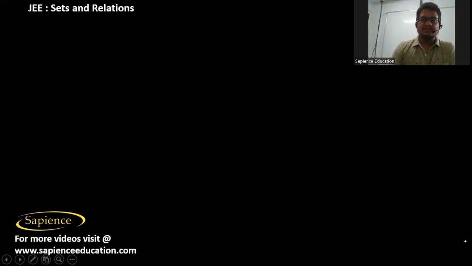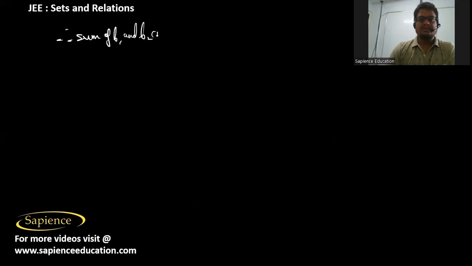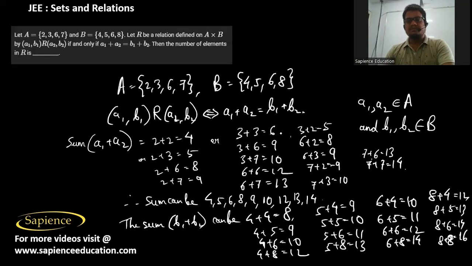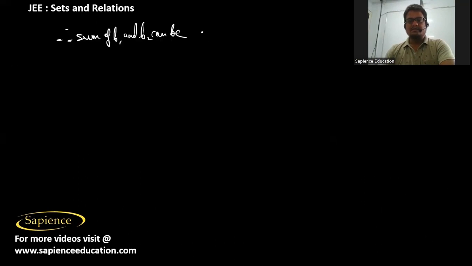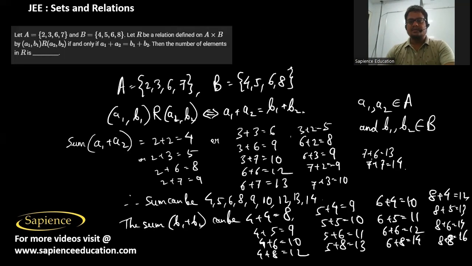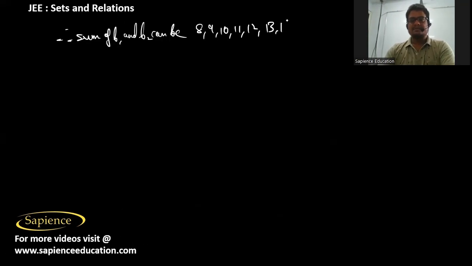So therefore these can be the sums. The sum of b1 and b2 can be 8, 9, 10, 11, 12, 13, 14 and 16.